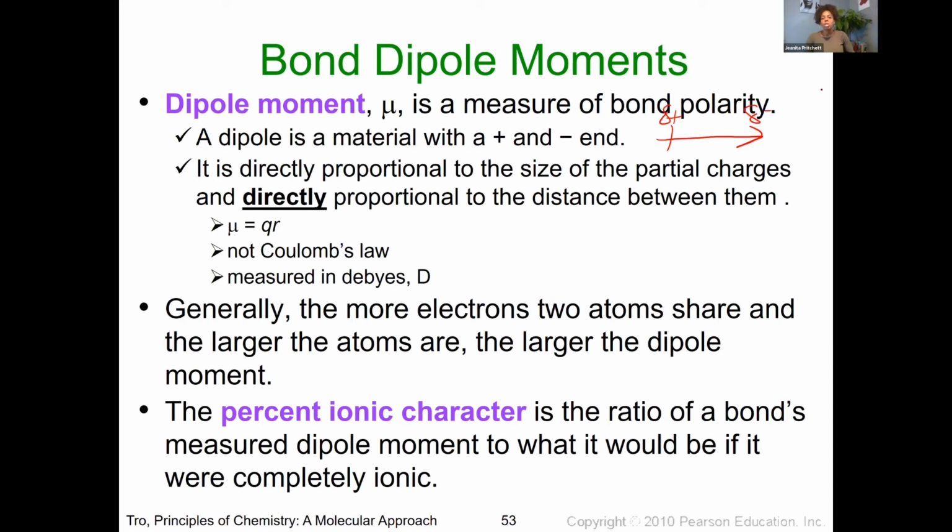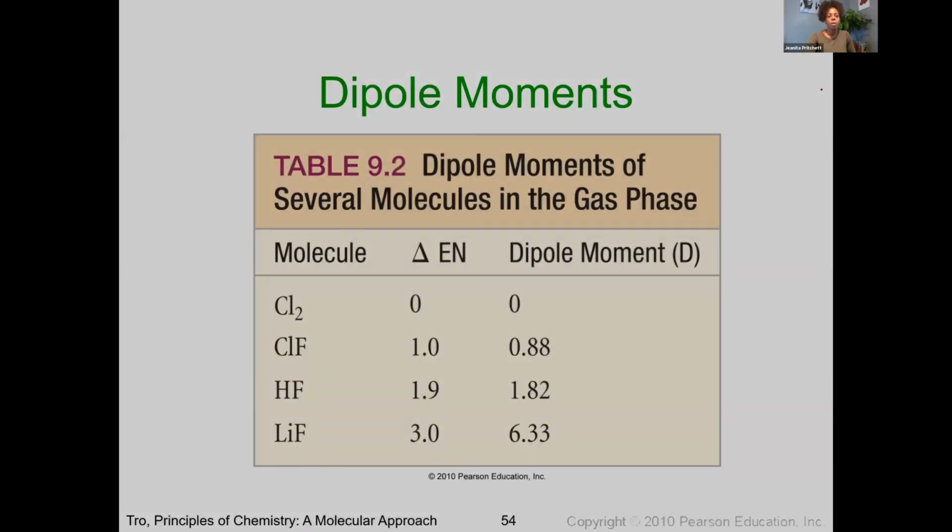Generally, the more electrons two atoms share and the larger the atoms are, the larger this dipole moment would be. And the percent ionic character is the ratio of a bond's measured dipole moment to what it would be if it were completely ionic. And you can see some different dipoles associated with these different compounds that exist, where we see how it increases as we change the different type of bond that we're dealing with.